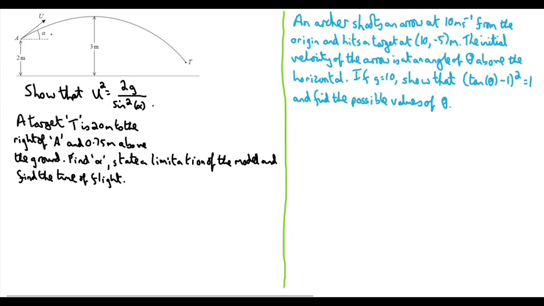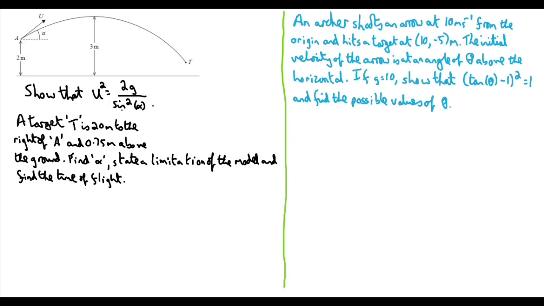Now, all the same, we have to show, first of all, that U squared equals 2G over sine squared alpha. Well, the way we're going to go about this is to, once again, first of all, consider the vertical and consider the horizontal. When we're dealing with so many unknowns like this, it's good just to get as many expressions that you can generate as possible, and then maybe you can combine them together.